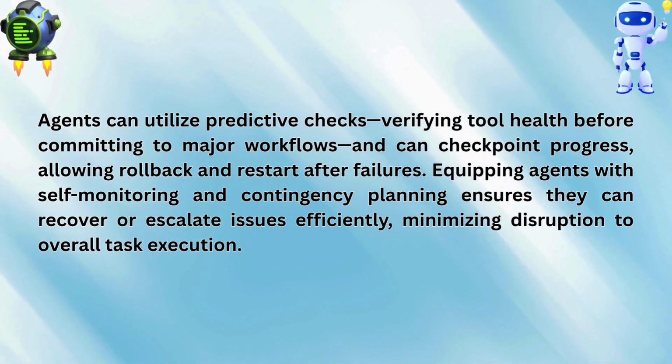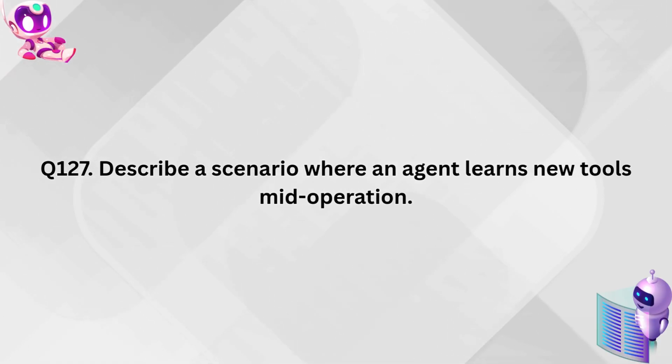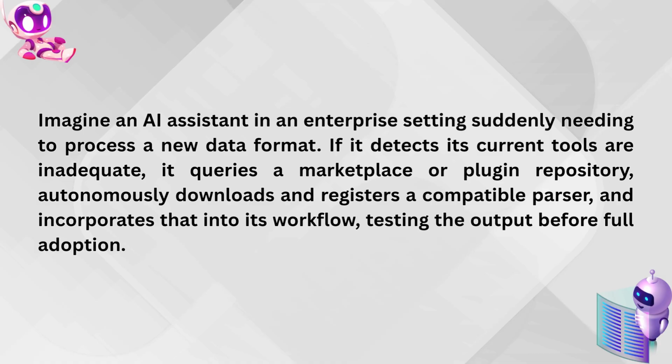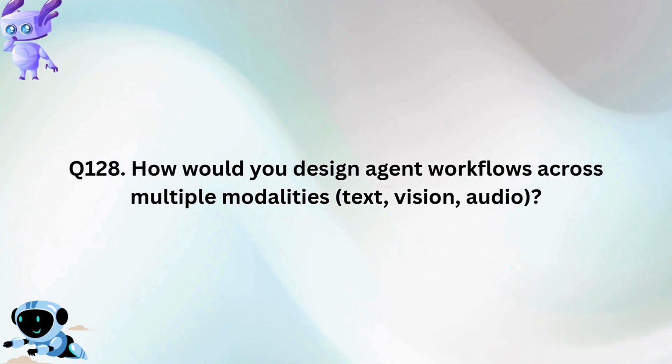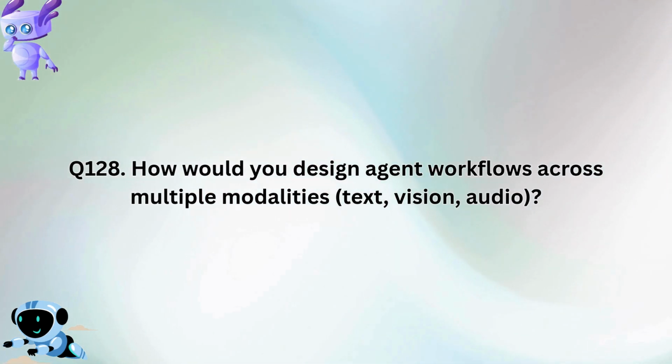Describe a scenario where an agent learns new tools mid-operation. Imagine an AI assistant in an enterprise setting suddenly needing to process a new data format. If it detects its current tools are inadequate, it queries a marketplace or plugin repository, autonomously downloads and registers a compatible parser, and incorporates that into its workflow, testing the output before full adoption. This capability enables true extensibility. Agents can respond to new user requirements or changing environments by augmenting their skill set on the fly without explicit reprogramming.